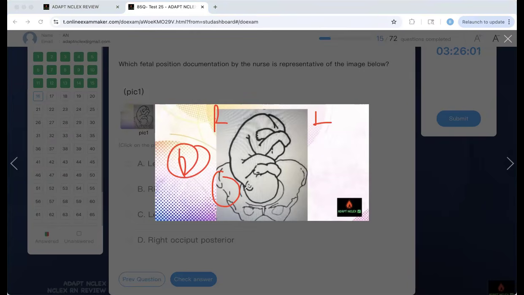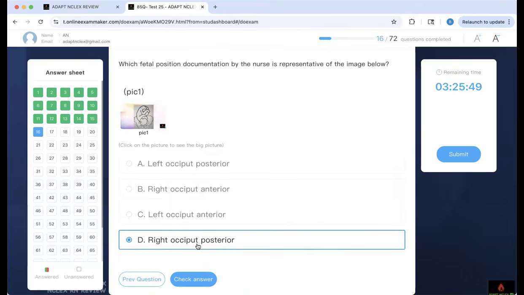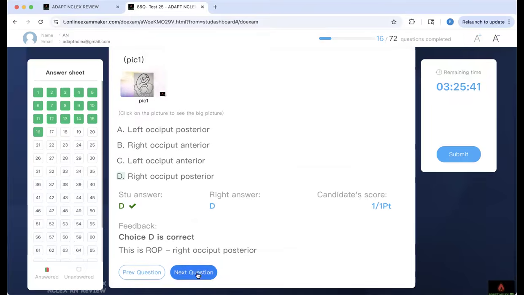And the baby is using their back, the occipitals. So the right occipital is touching where? Posterior, the back of the mommy. So this is right occipital posterior. Therefore, this has to be the right answer. First, you have to know which way the baby is going, which portion of his head, and where the baby is touching. So that's your right answer.